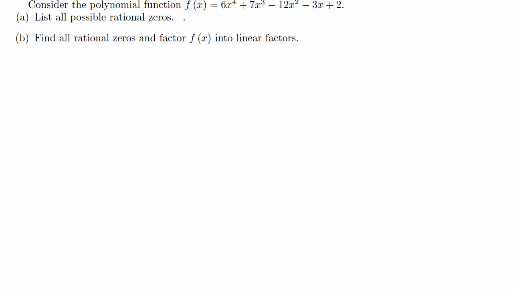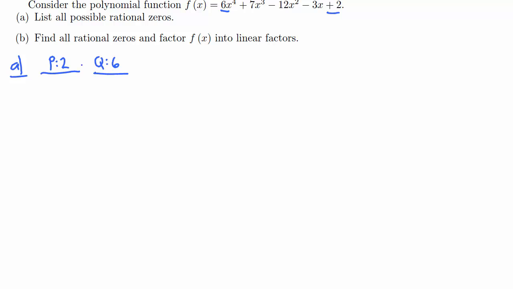Okay, again, here's the function f of x equals 6x to the fourth plus 7x cubed minus 12x squared minus 3x plus 2. We want to find all possible rational zeros. So to do that, we need to figure out what are all our possible p's and q's. Now, p is associated with which number here? Remember, p is the constant term. It's a little bit off from what you might be expecting. It's always the last term here, although p comes before q in the alphabet. So p is associated with 2, and q is the leading coefficient, which in this case is 6. They're kind of flipped from what you might expect.